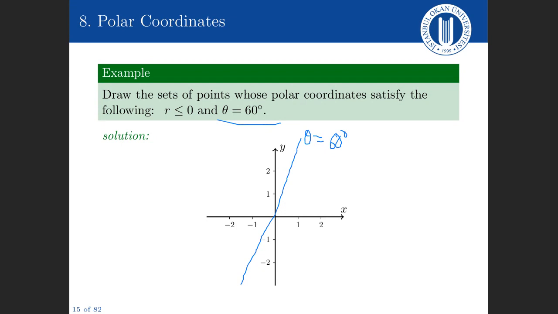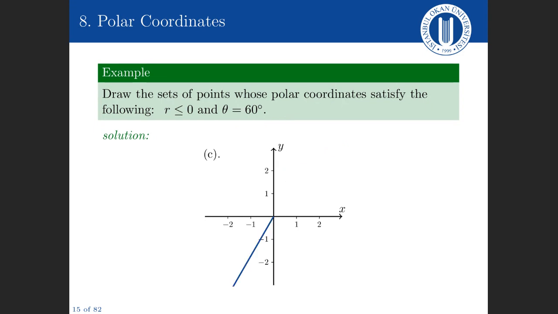But we don't want this whole line. We only want the part of the line where R is negative. So in fact, we only want the bottom left part of this, which goes all of the way to -infinity. Here we are.